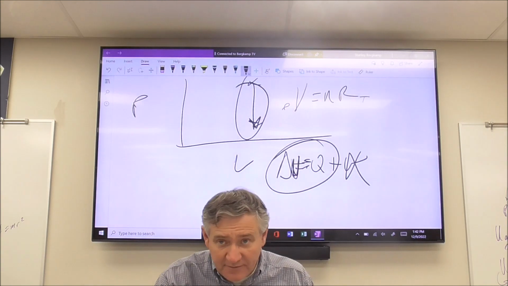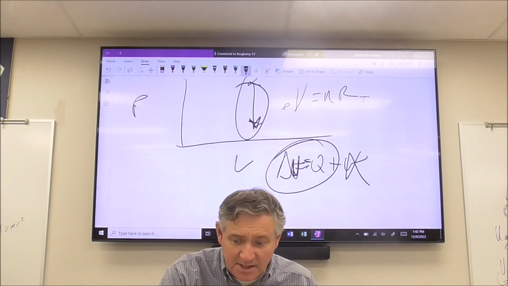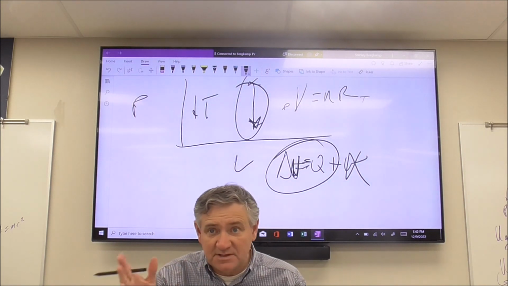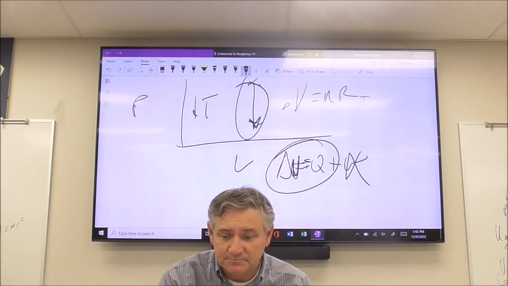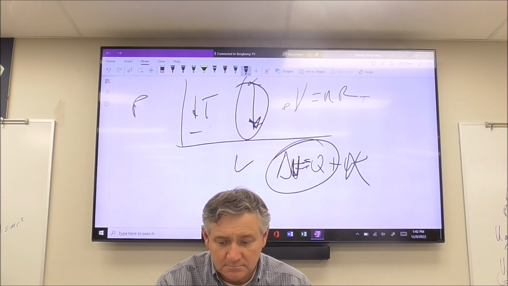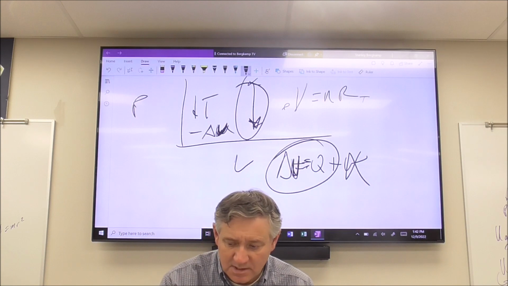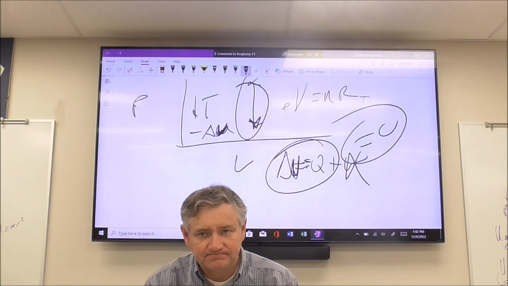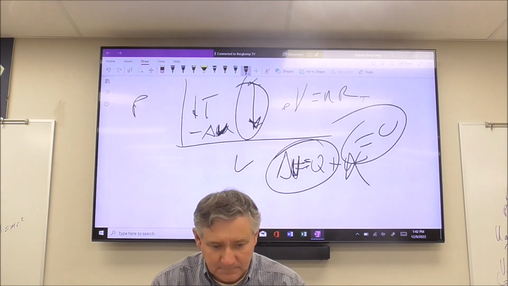So if this temperature drops, if I go down like this, I'm going to decrease the temperature, right? Which means what's going to be the sign of delta U? It's going to be a negative delta U, because work is going to equal 0. Got that? Okay.